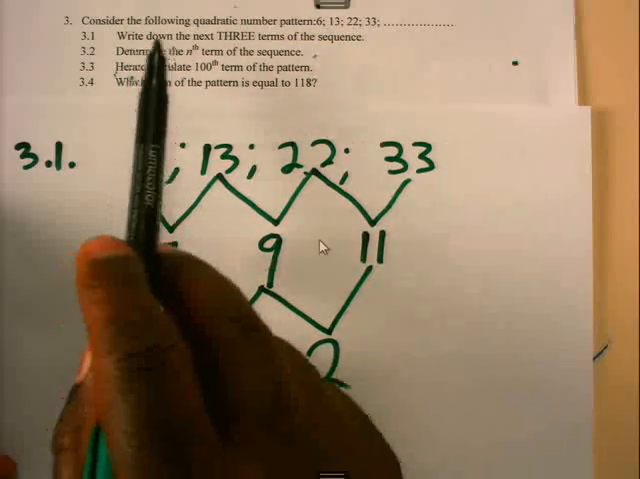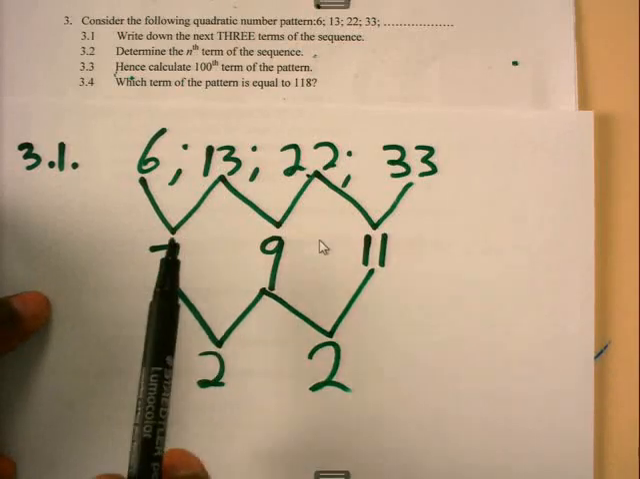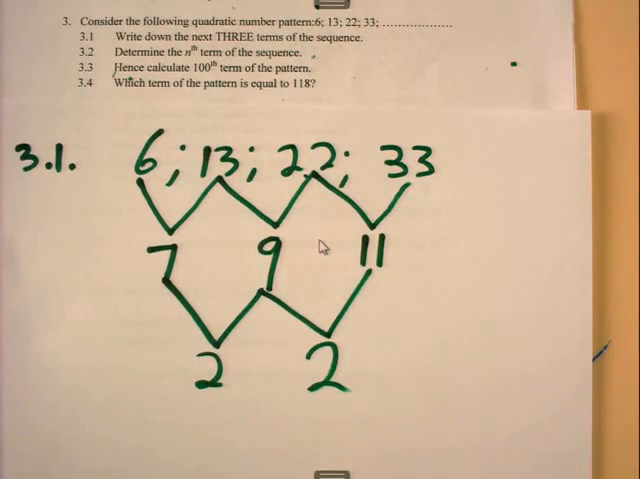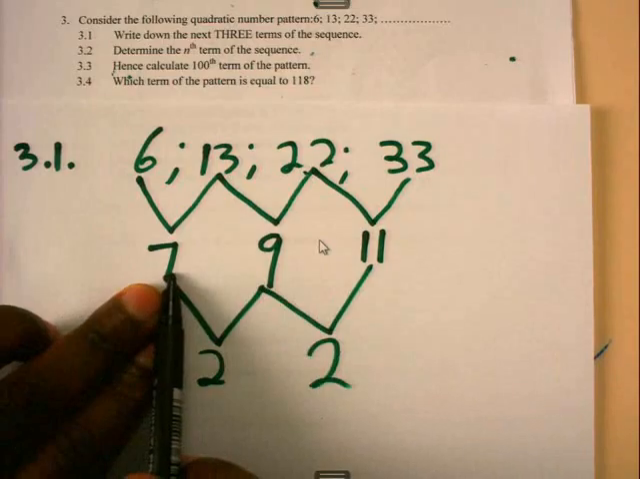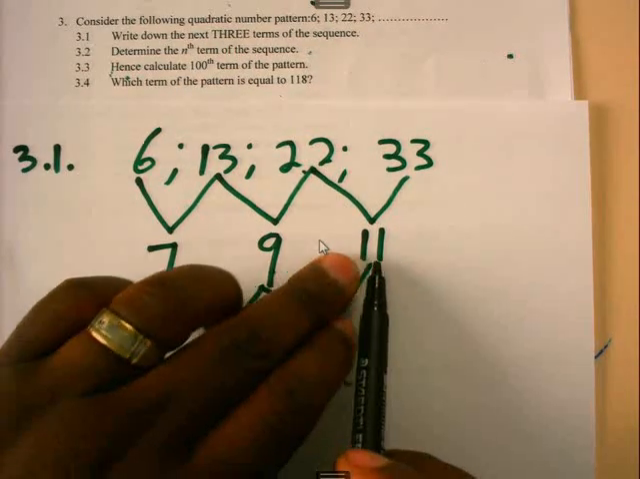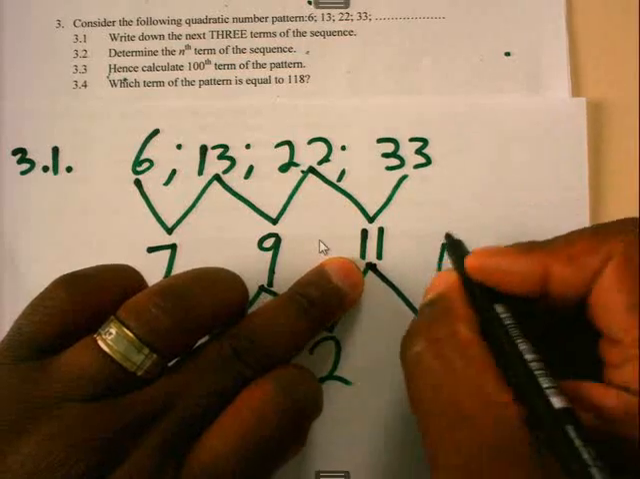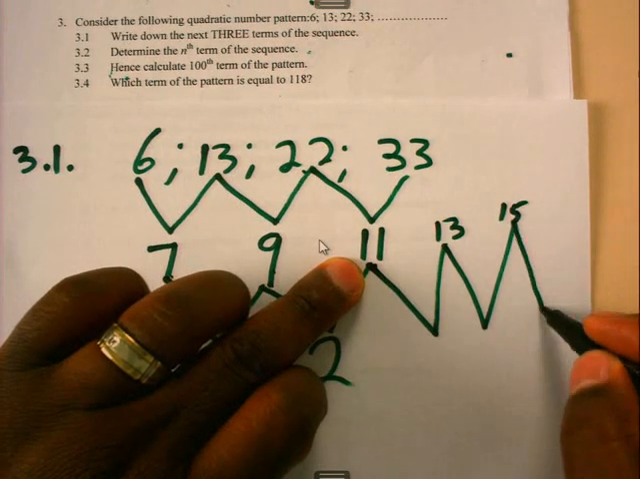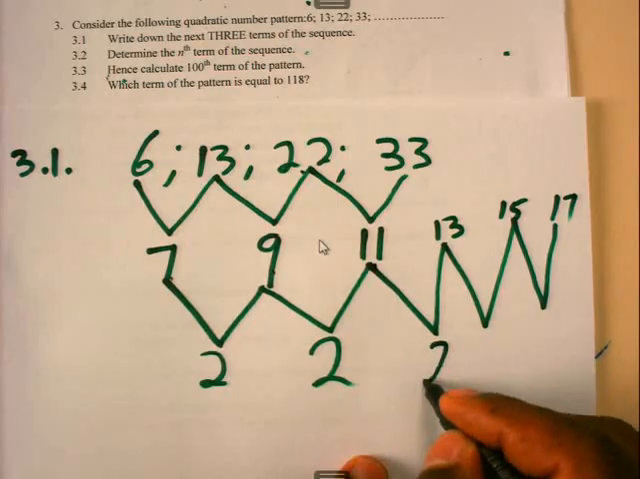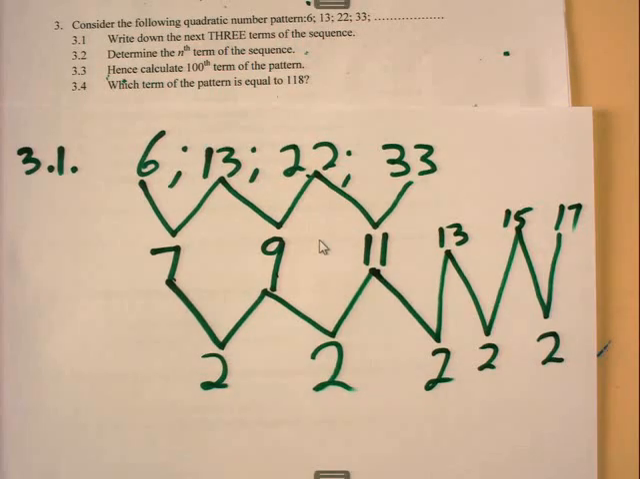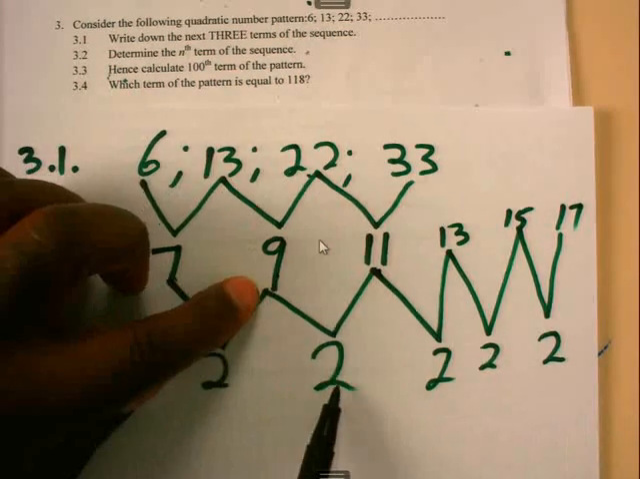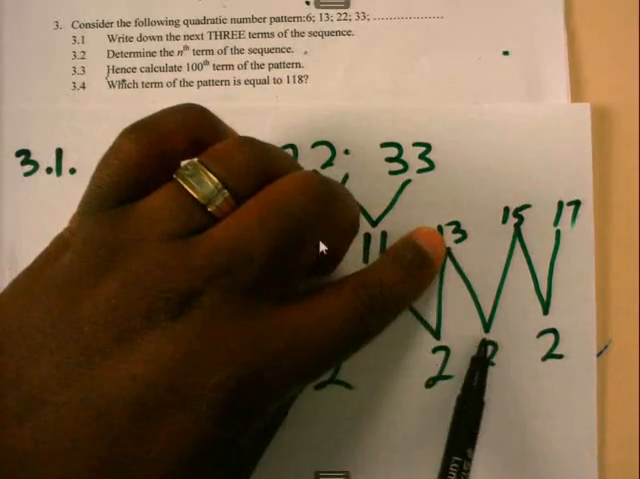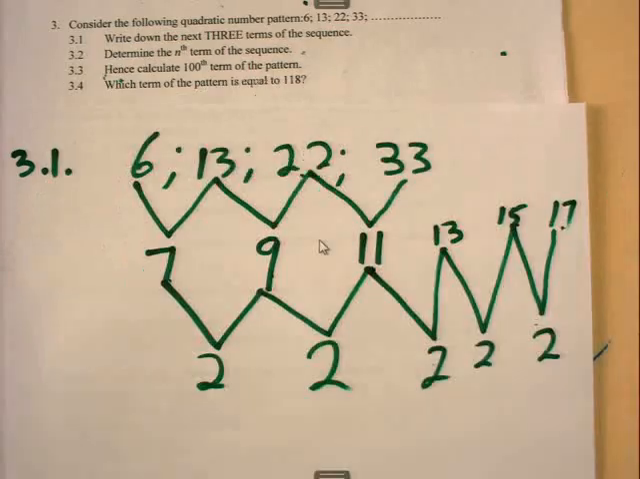But in this instance, the question says write down the next 3 terms of the sequence. So we have the first difference, and you can tell that the first difference is a linear number pattern, so we just keep on adding 2. 7 plus 2 gives you 9, plus 2 gives you 11, add another 2 you get 13, then 15, then 17, and so forth, because this is a quadratic number pattern where the second difference is common, which is 2.